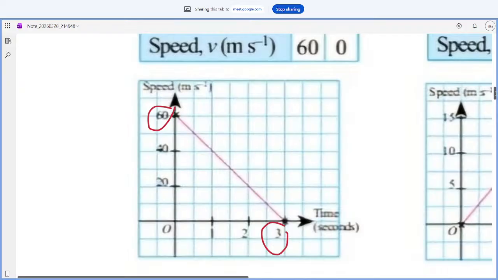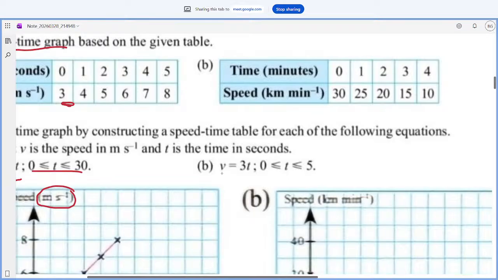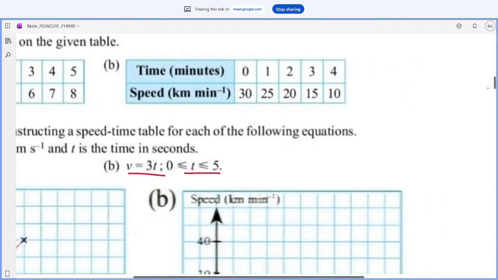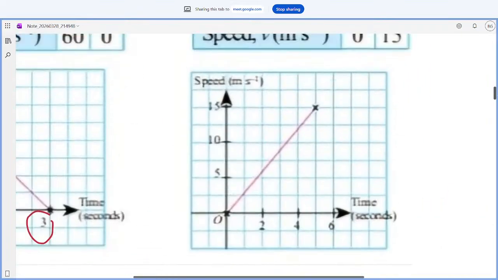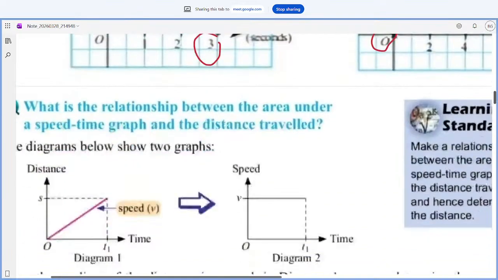Okay, kena guna pembaris. Alright, and then this one, for part B, you got V equals 3t and it's 0 to 5. So again, same concept, just use any scale that is suitable. You guys can get this graph. Okay, any problem with the graphs guys? All the graph here? No problem, clear. Okay, that's good. All right, next one, let's see.